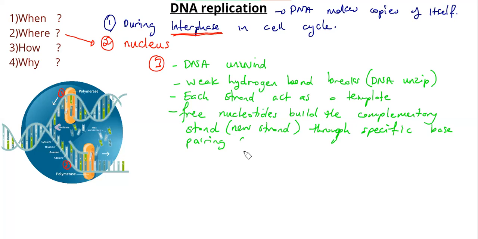And what is this specific base pairing? Let me use a different color there. A only pairs with T, and G only pairs with C. That's what we see. And after that, what do we have? We have two identical strands, because after this, two identical strands are formed.